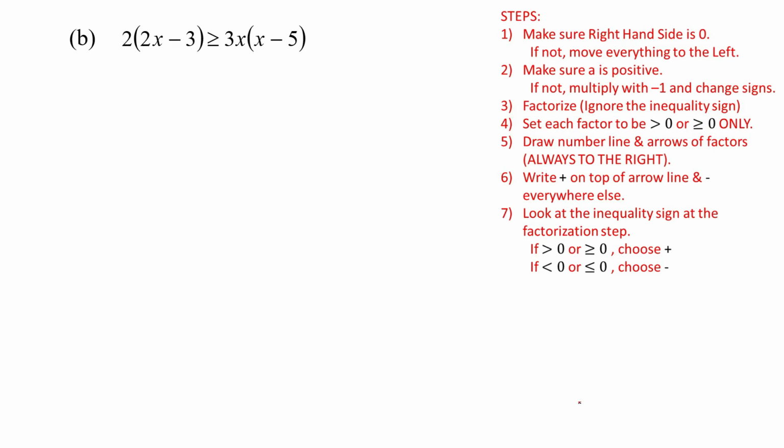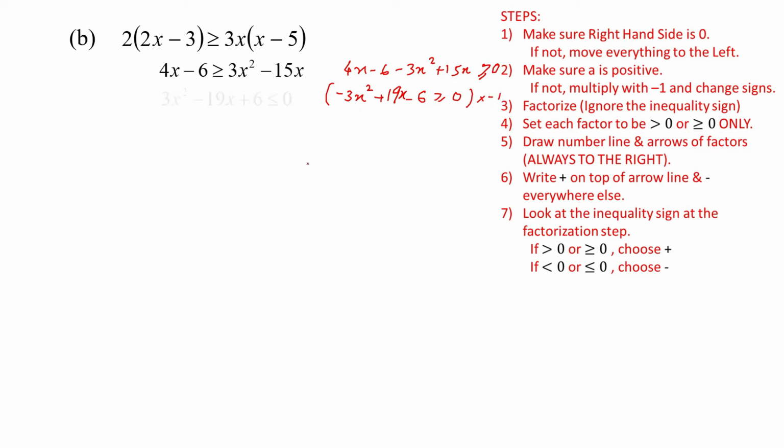Okay, example 2b. It looks a little bit uncomplicated, but it's actually quadratic inequality. Start by simplifying and expand. Next, make sure right hand side is 0. If not, move everything to the left. Now you can simplify and arrange it. Notice that the a is not positive because it's negative 3. So we have to multiply everything with negative 1. When you multiply everything with negative 1, the sign changes. That's why you get, instead of greater than and equal to inequality sign, it changes to less than and equal to 0.